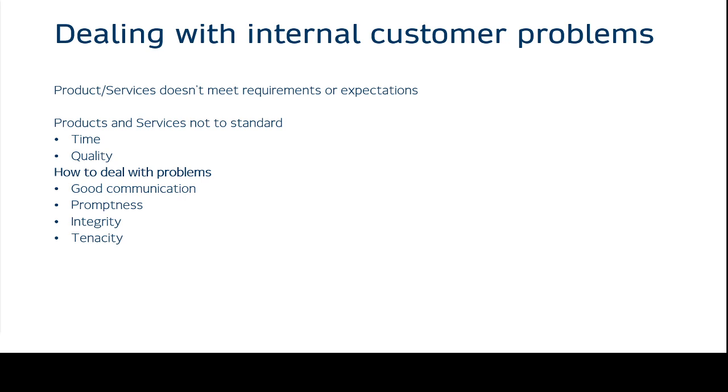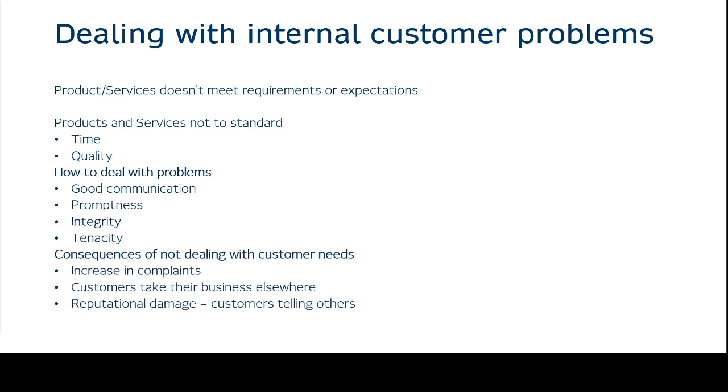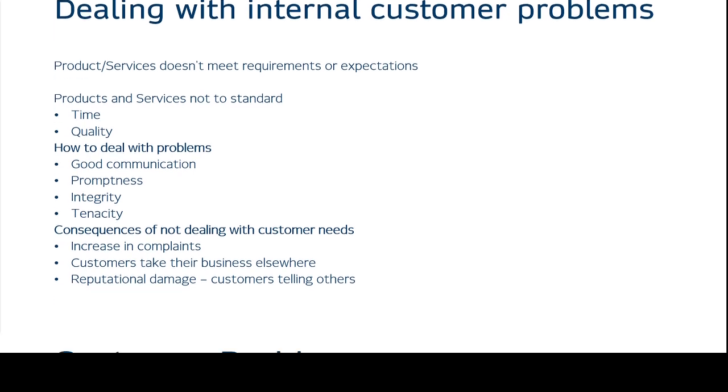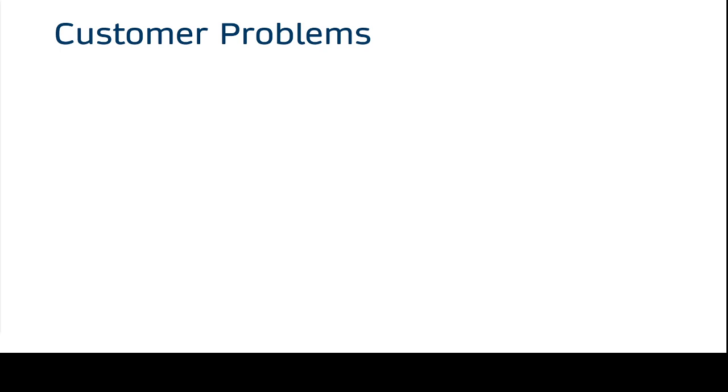There should be integrity, so that means there's not really covering up. You're being open, you're being honest. Okay, we've made a mistake. Let's see what we can do to solve this. And tenacity, so you wouldn't give up if the problem's too great. You'd actively try and find a solution for your customer. There are consequences of not dealing with customer needs effectively, and if you don't deal with customer needs, customer problems, it will result in an increase in complaints. Customers will take their business elsewhere, and you also suffer from reputational damage. That is customers telling others the poor service they've received, and that will put off whoever they're telling from coming to your organisation.